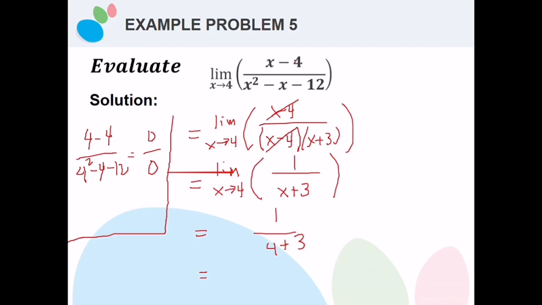Let's review. x minus 4 over x squared minus x minus 12, which is x minus 4 times x plus 3. Then 1 over x plus 3. Our answer is 1 over 7. This is our answer.